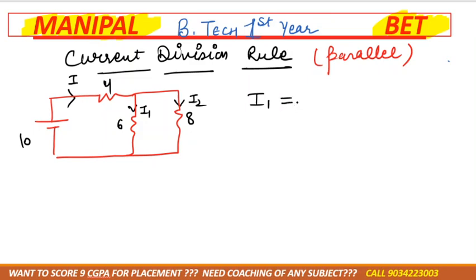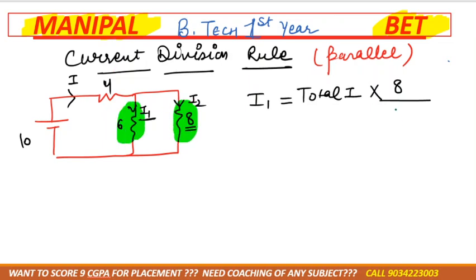So there is a direct formula basically. I1 is equal to total current multiplied by the resistance which is connected opposite to I1. Like we need to calculate I1, the opposite resistance is 8 ohm. So 8 ohm divided by the sum of resistors which are connected in parallel. So 8 and 6 are connected in parallel, so it would be 8 plus 6. Similarly, can you tell me the formula for I2?